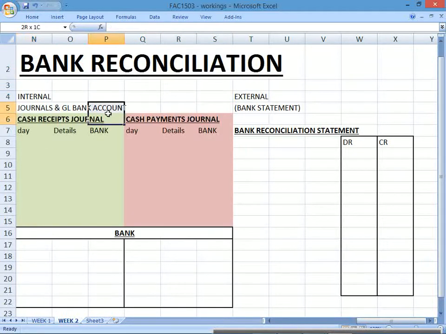I'm going to add to our notes here. You'll get this when I send it to you, so don't stress too much. I'm just going to add a few notes here at the top. Adjust, reconcile.